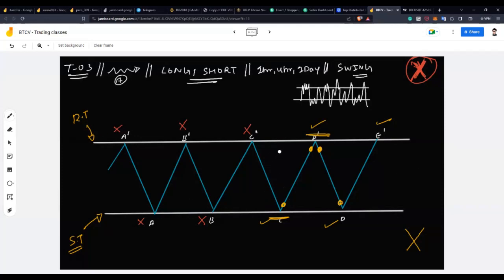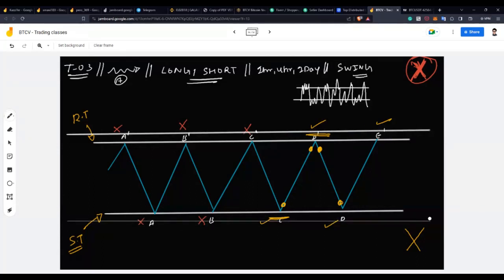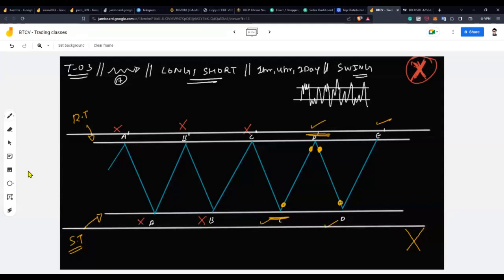Now, the question was given here: wouldn't that be considered zones? Yes, we should consider this as a zone. So if you want to take this kind of trade, what should you do? You should create it as a zone, something like this. Like this. Then you can take a trade. But do not use a line.